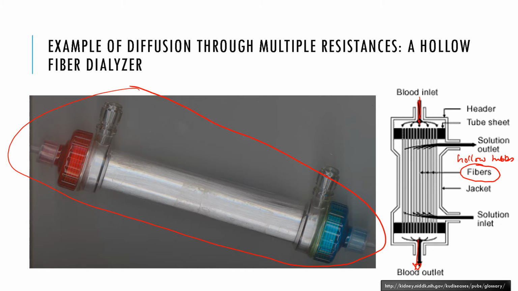Now outside of the fiber is the dialyzing fluid, the solution inlet, which is somewhat of a clear solution. It flows in and flows over the outside of these hollow tubes that are fibers, and then it goes out. The solution goes out. So blood is inside the little hollow tubes, and clear solution is outside the hollow tube.